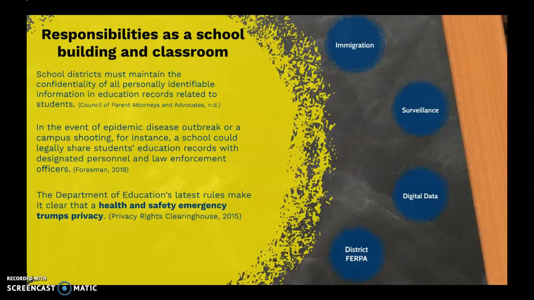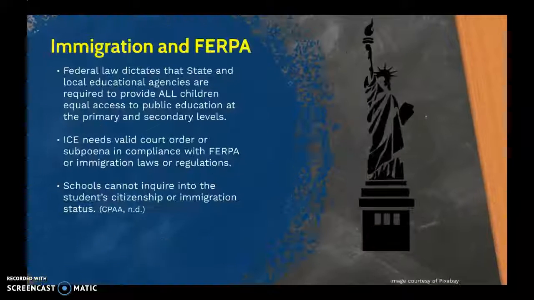And here are some of the things that we need to think about when we're dealing with FERPA in the classroom. Immigration. Federal law dictates that the state and local educational agencies are required to provide all children equal access to public education at the primary and secondary levels. ICE would need a valid court order or subpoena in compliance with FERPA or immigration laws or regulations if they come to the school looking for information about certain students. And schools cannot inquire into the student's citizenship or immigration status. In short, we have no place to ask about the citizenship of students. We must provide education to all.